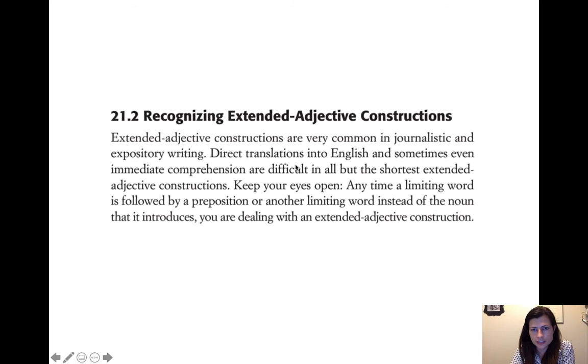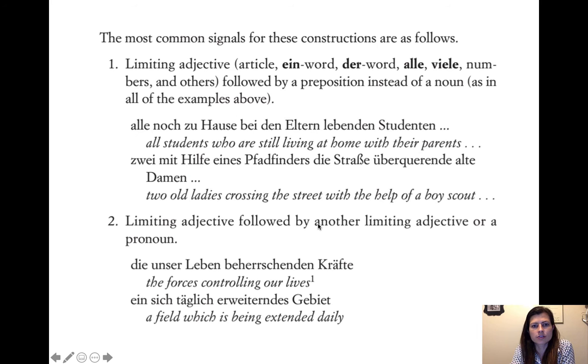So direct translations into English and sometimes even immediate comprehension are difficult in all but the shortest extended adjective constructions. Yeah, the shortest ones are all right, but the longer they get, the more you have to pay attention. Keep your eyes open for any time a limiting word, which is der, ein, anytime an article, is followed by a preposition or another limiting word instead of the noun that it introduces. So anytime you see an article and the noun is way far away, that's an extended adjective construction.